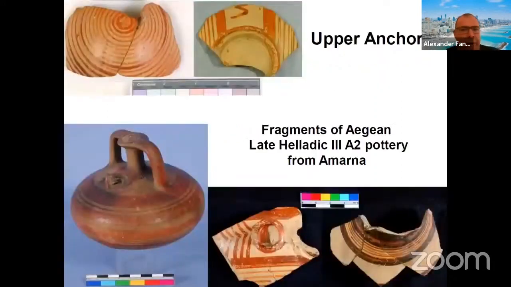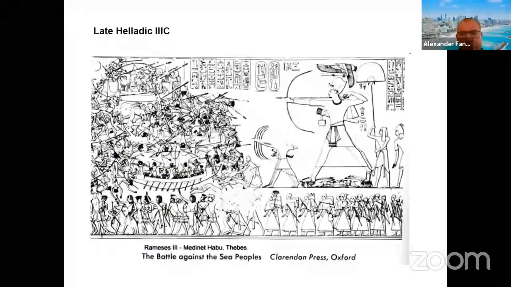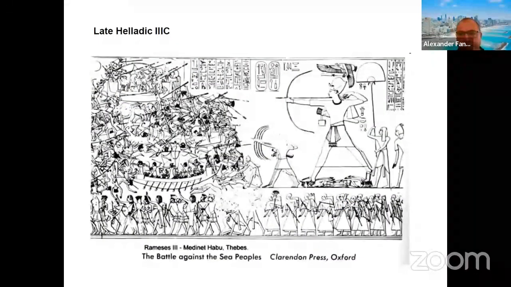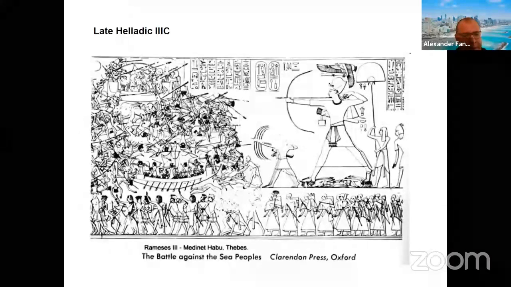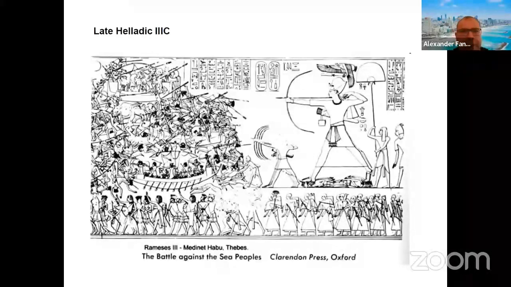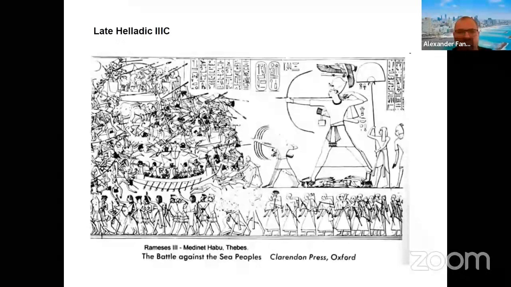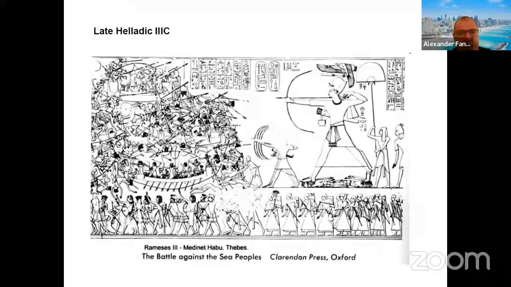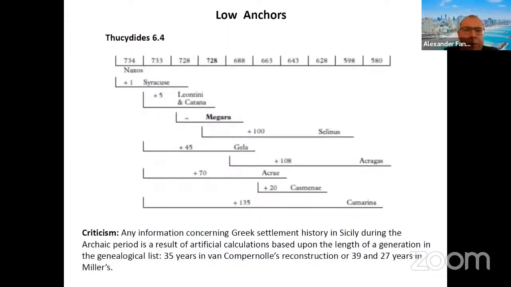So let's take a look at the upper anchors, which are basically unquestionable. So we have these correlations between Amarna and the Aegean Late Helladic IIIA2. And of course, we have a pretty well-established correlation between Late Helladic IIIC and its different stages with the arrival of so-called Sea Peoples and associated pottery to the shores of the Levant. And I think here, this is unquestionable. Lower anchors are also pretty well established, based on Thucydides' chronology for the Greek colonization of Sicily and southern Italy.